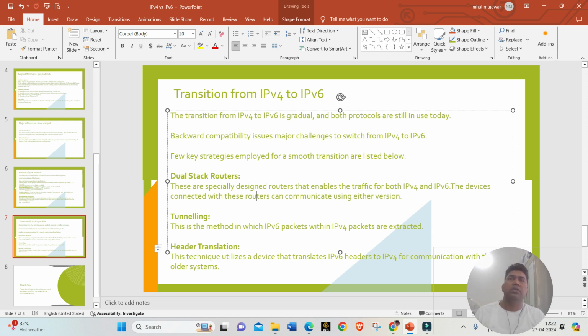Say you have a scenario where many systems have IPv6 addresses, but there are some other or old systems which are still using v4, that is version 4. In that case, we can use header translation. It uses a device that translates v6 headers to v4 for communication with the older system, because the older systems might be using IPv4.